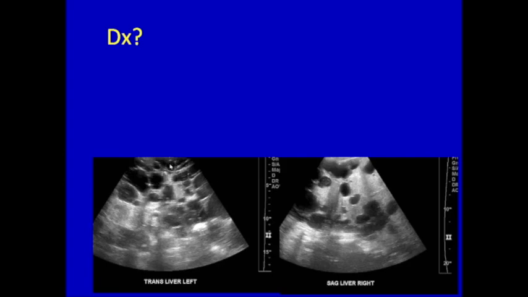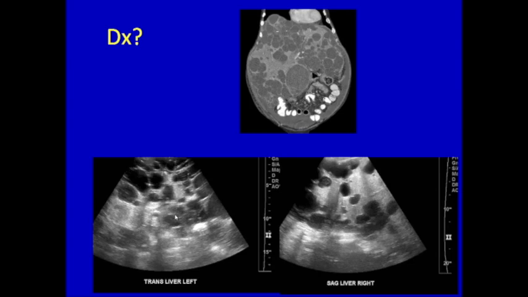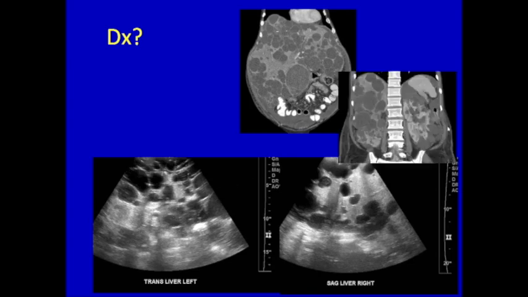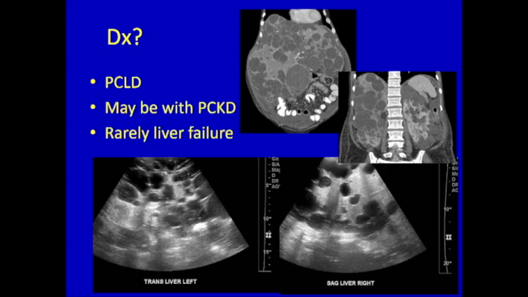These are more cysts. Polycystic liver, excellent. Usually seen with polycystic kidneys as well, and here are the kidneys for you. These do not require anything. These do not actually lead to liver failure in most cases.